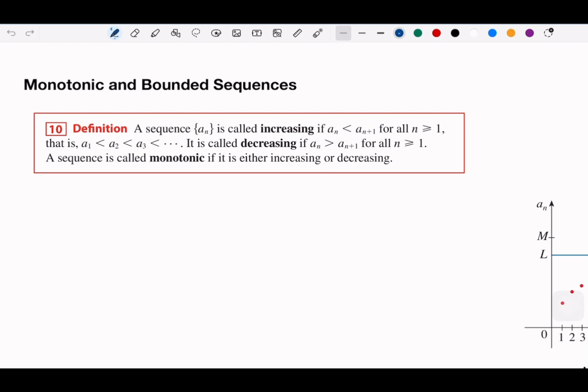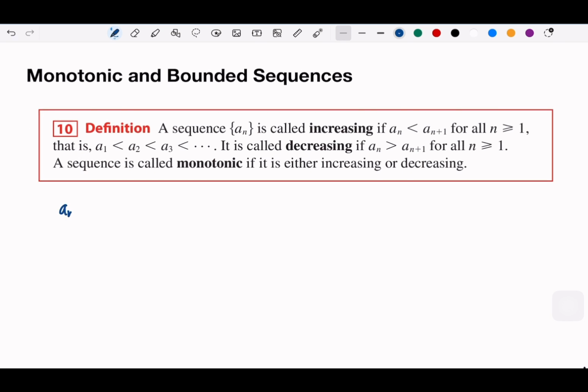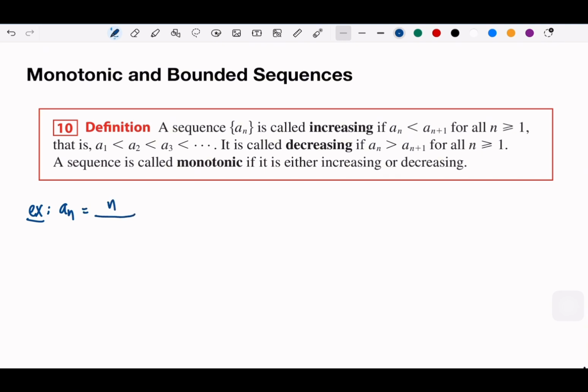So if we have a sequence, let's say the sequence is n over n squared plus 1. If we want to know whether this is decreasing or increasing, perhaps we take some numbers, let's say 1 and 2, and we see that it seems to decrease. So what we can do in mathematics is show that a_n is greater than a_(n+1). And basically that is what we are going to do.